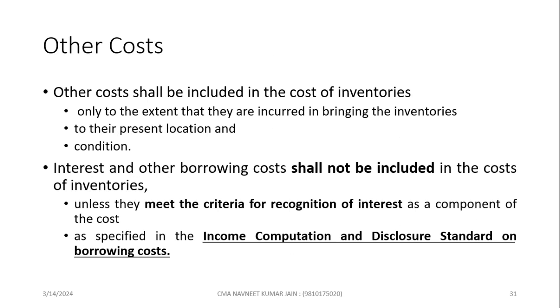Other costs shall be included in the cost of inventories only to the extent they are incurred in bringing the inventories to their present location and condition. I think we have discussed this, and we will discuss it in detail in the coming slides. Interest and other borrowing costs shall not be included in the cost of inventories unless they meet the criteria for recognition of interest as a component of cost. What do we mean by this? We will learn this in the coming slides, as specified in the ICDS standard on borrowing costs. This has been dealt with in detail in that standard.